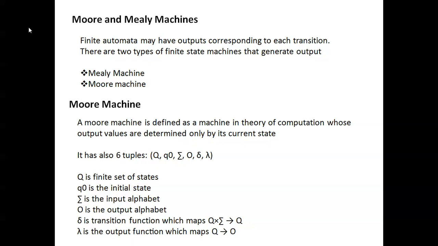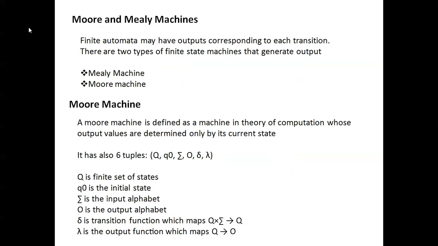A Moore machine is defined as a machine in the theory of computation whose output values are determined by its current state. So only by its current state. That is a Moore machine. Also, it has a tuple: Q is a finite set of states, Q0 is the initial state, Sigma is the input alphabet, O is the output alphabet, delta is the transition function, and lambda is the output function.